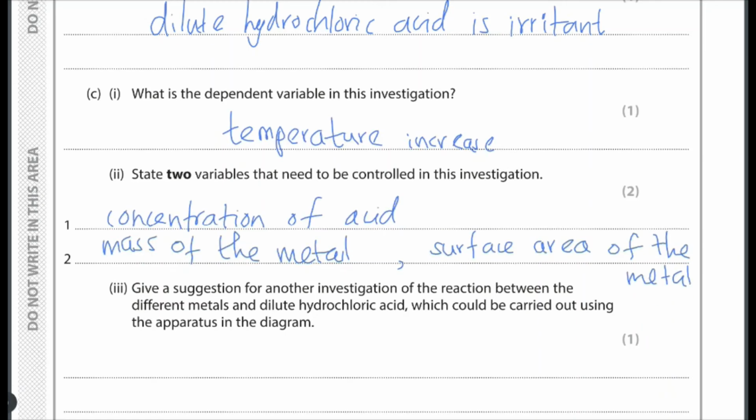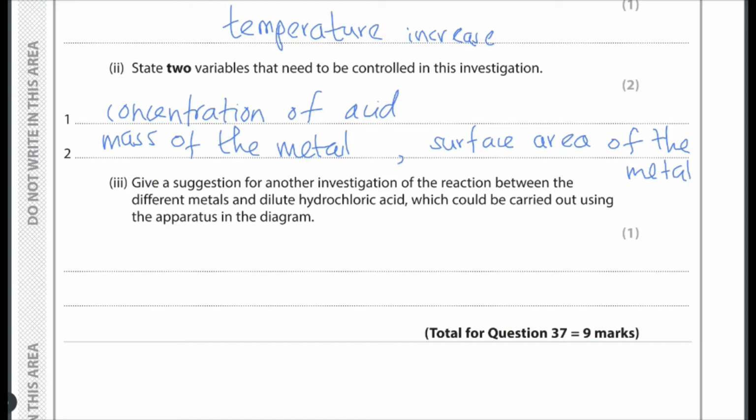Next one, give a suggestion for another investigation of the reaction between the different metals and the dilute hydrochloric acid, which could be carried out using the apparatus in the diagram. We can check whether the concentration of acid is affecting the temperature increase. Now in this experiment, we change the metal from metal to metal, but we can change the concentration of the acid and check for the same metal and the same amount of metal how the temperature varies. And also we can change the surface area and check as well.